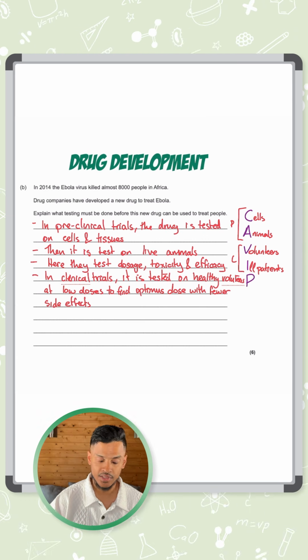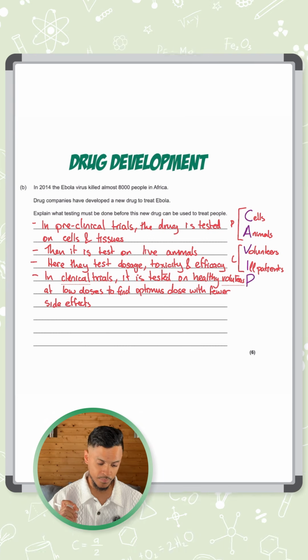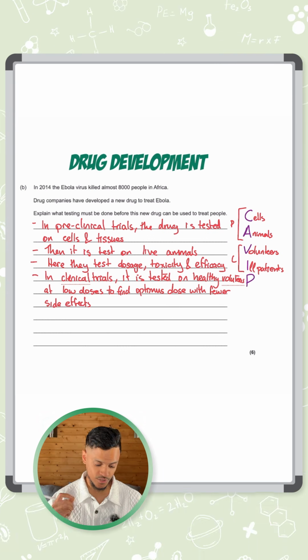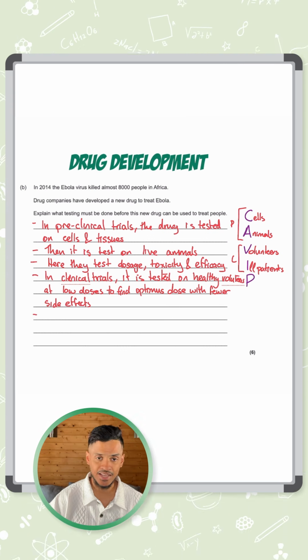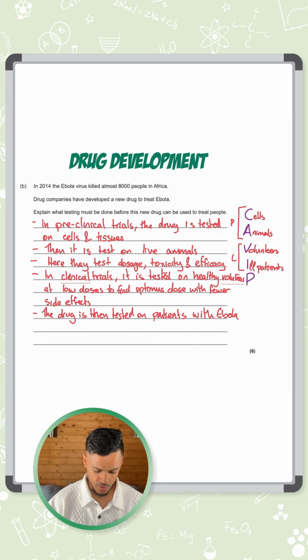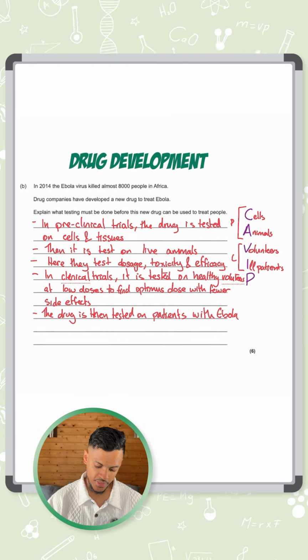So here, this stands for ill patients. So these are the people which have the disease, the ones that do have Ebola here. Second stage of clinical trials. The drug is then tested on patients with Ebola.